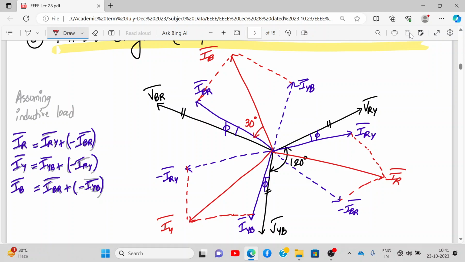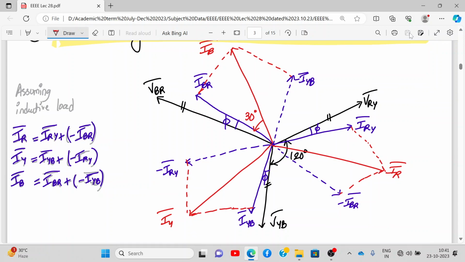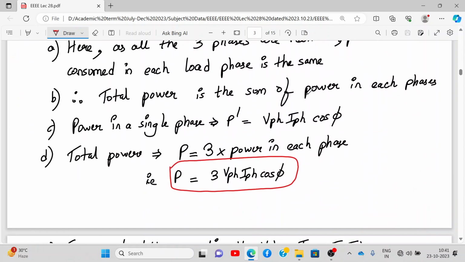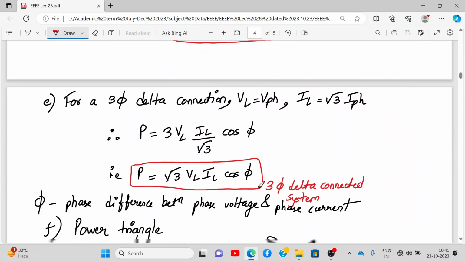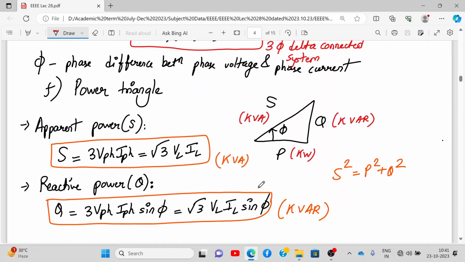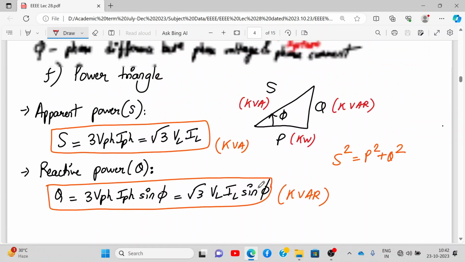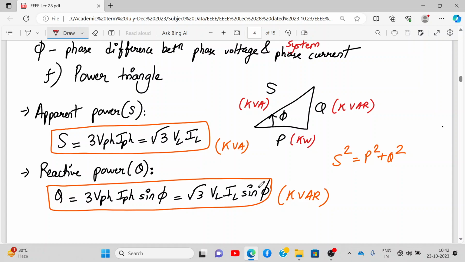Again, in terms of power, since all three phases are identical, the total power is the sum of power in each phase. So the power formula, whatever you have written in star connected system, is exactly the same. So power is 3 times V phase I phase cos phi, or root 3 VL IL cos phi. Similarly, your power triangle also will be same. Apparent power is root 3 VL IL and reactive power is root 3 VL IL sin phi. Alright. So with this, we complete the three-phase delta connected balanced load system.